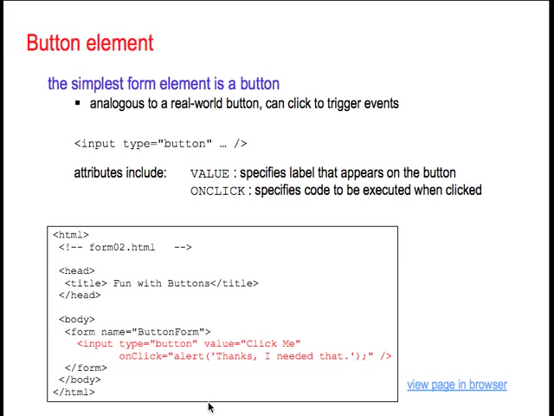So let's look at the button element. The simplest form element is the button, and the button is going to be submit, obviously. So the simplest form, analogous with the real-world button, so you can click on it to trigger an event. So here we have the input type, and the type is going to be equal to a button, and we have all the button characteristics that are associated with it. Attributes might also include, at a minimum, they usually include the value and then the OnClick event. So the value is going to specify the label that appears on the button. So it's going to say submit.